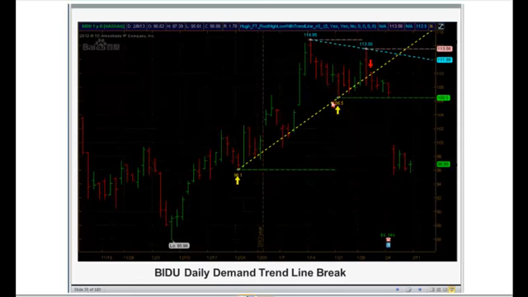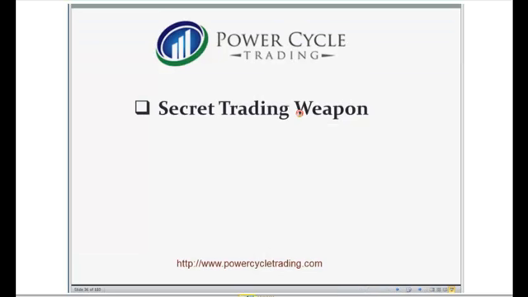Here's another example, Baidu on a daily. Here's your pivot low. See the point here is lower than the bar before and after. Then come down, find the next one, and there it goes. So now what we're going to do is practice that. When you get a chance, look for those pivot lows, pivot highs, and then connect your dots. It'll make your trend lines mechanical, and you can draw them the same every time.